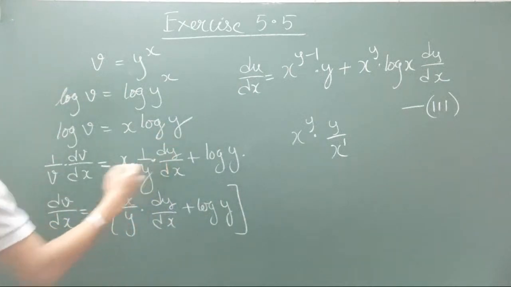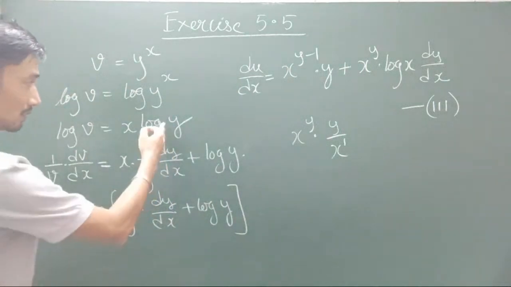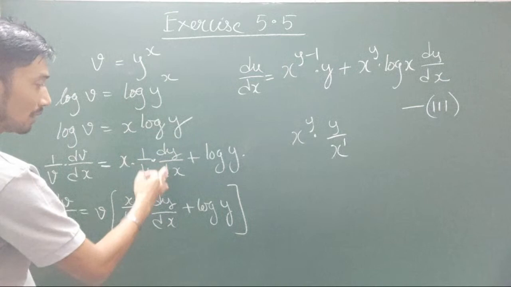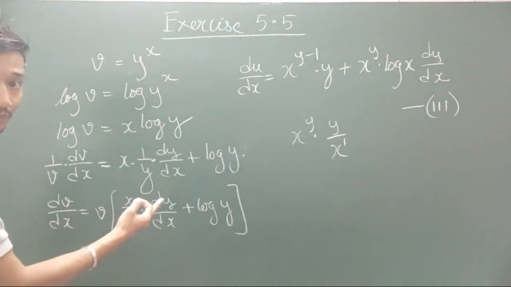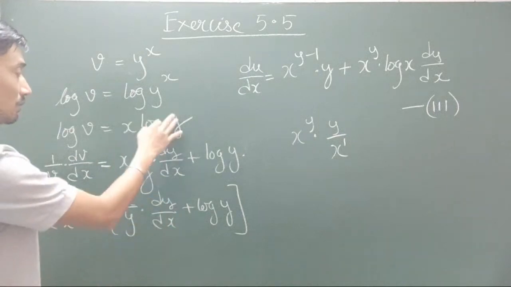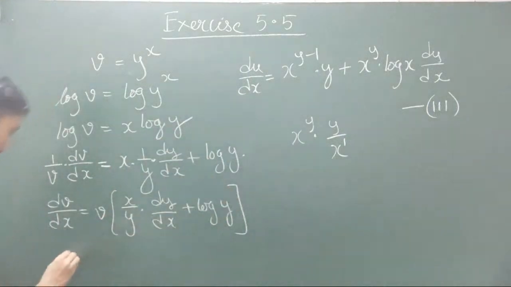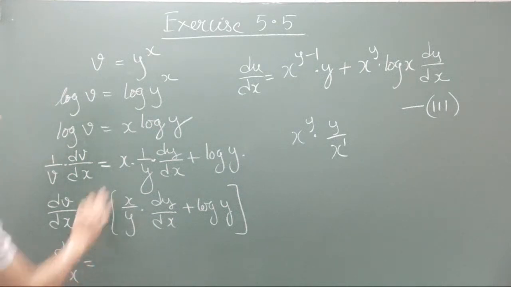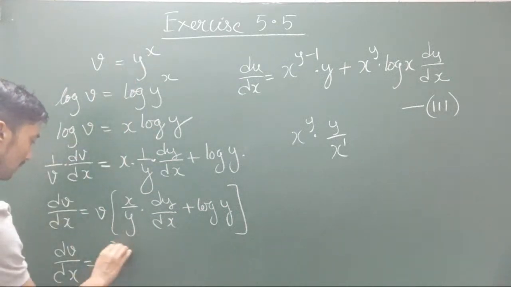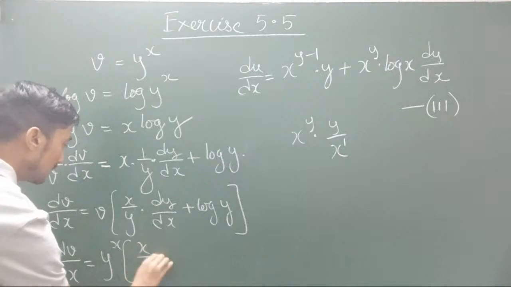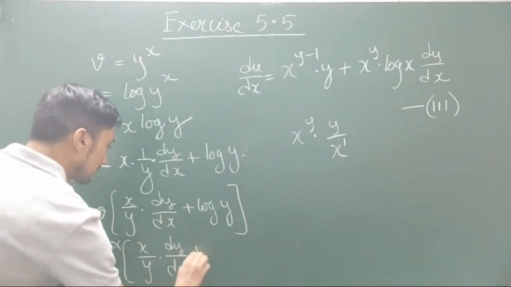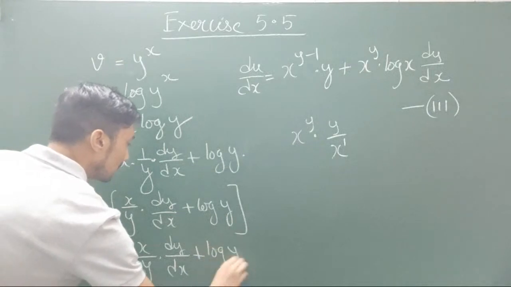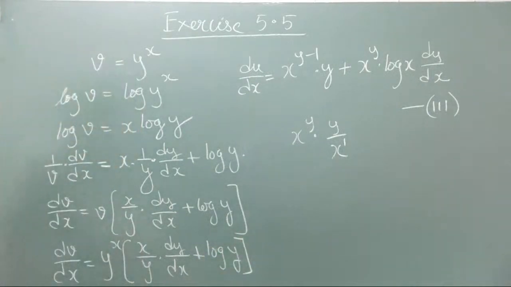Many times, even for us, sometimes we miss out this dy by dx. When we write just 1 by y, you need to be careful with these implicit functions, okay? 1 by y dy by dx. So dv upon dx is v, whose value was y power x, times x by y dy by dx plus log y.